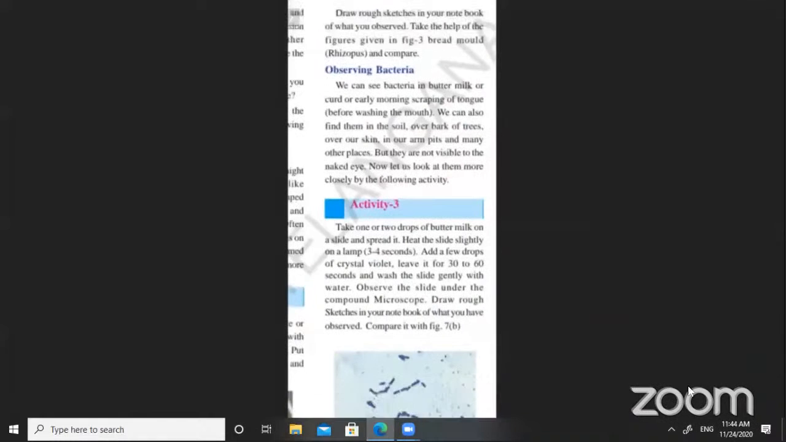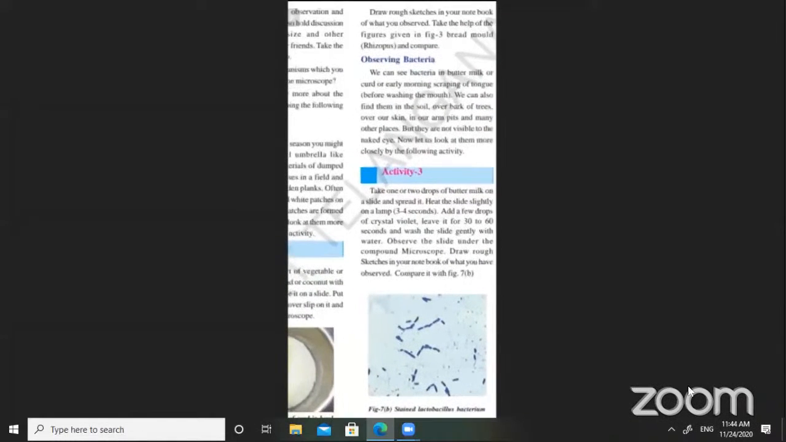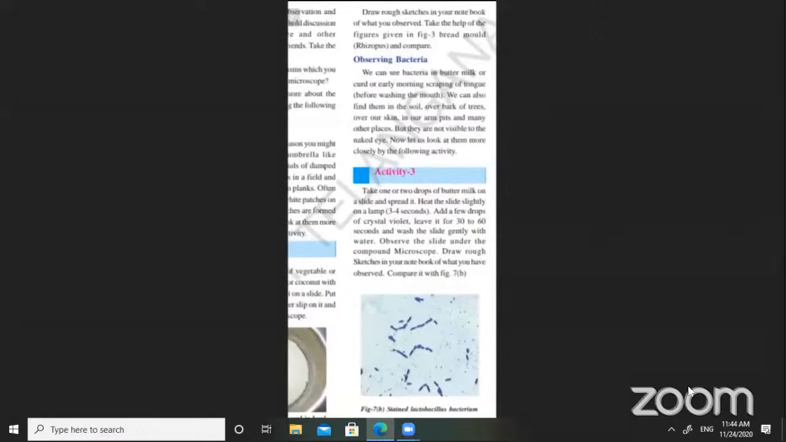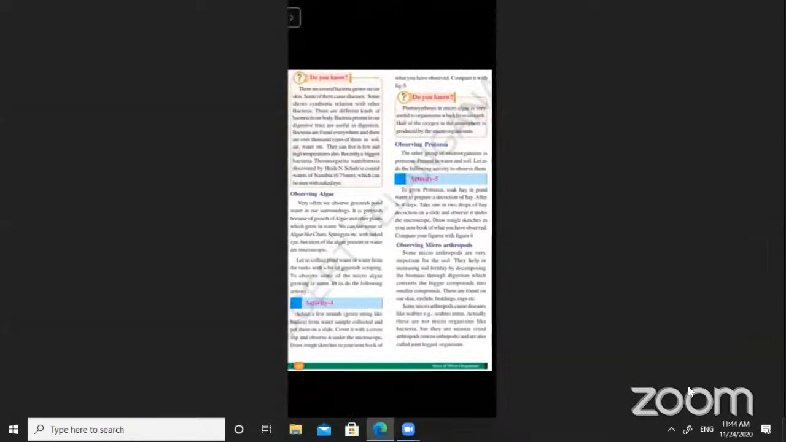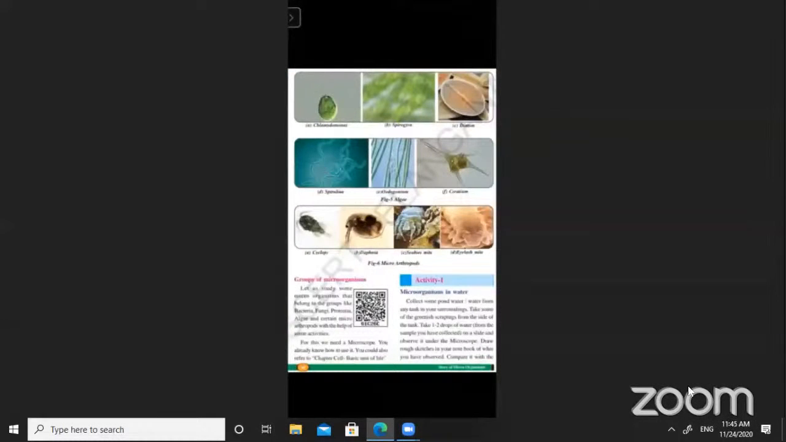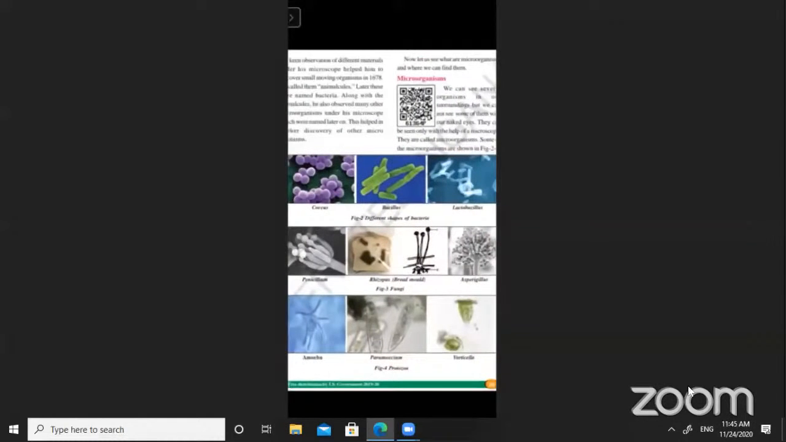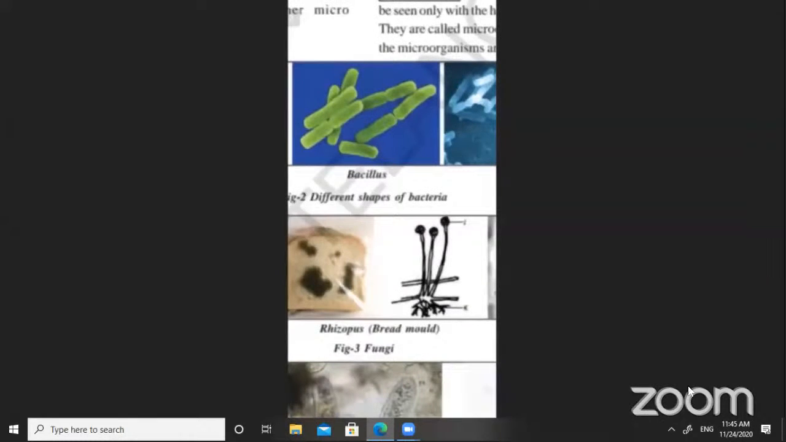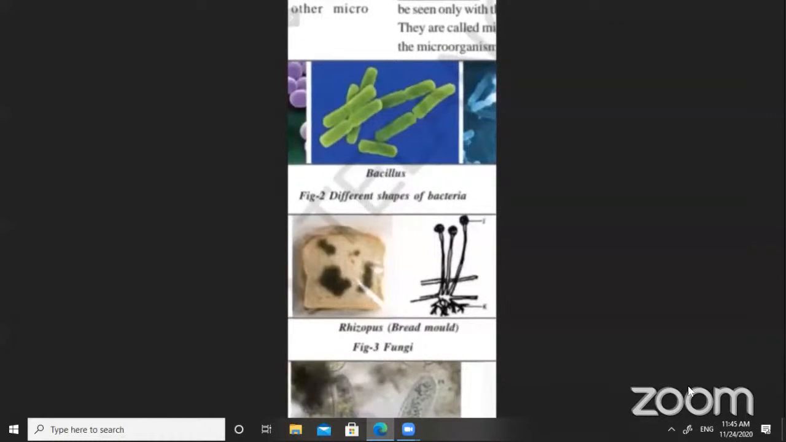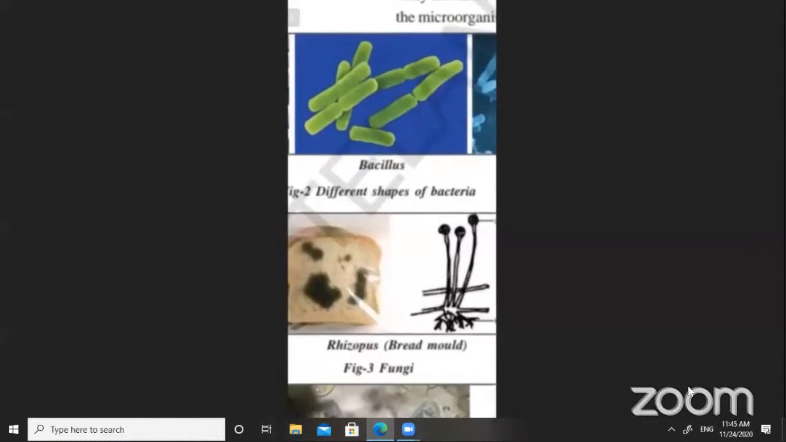Next, draw rough sketches in your notebook of what you observed. Take the help of the figures given in figure 3, bread mold, rhizopus, and compare. Here we have rhizopus bread mold. So you just compare. This one we have collected and observed. That's why you need to draw a sketch diagram of the microscopic view that you have observed and compare it with this diagram of rhizopus bread mold, figure number 3. Did you see this?